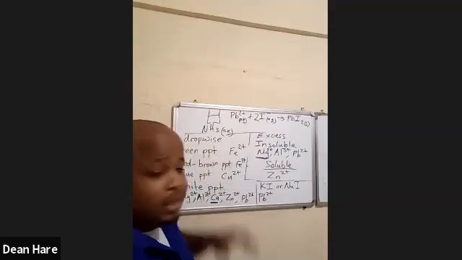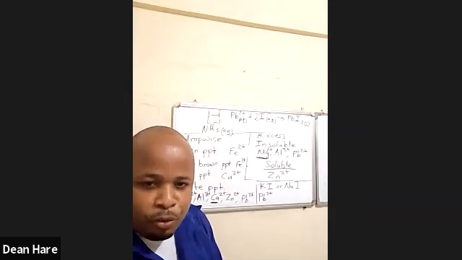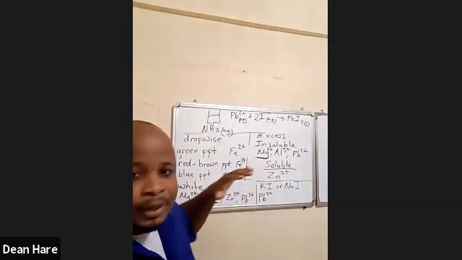So what we can do after we add it dropwise is to add it in excess, and in excess means you pour in a good amount. When you pour in a good amount, if it dissolves, not all of these will dissolve.